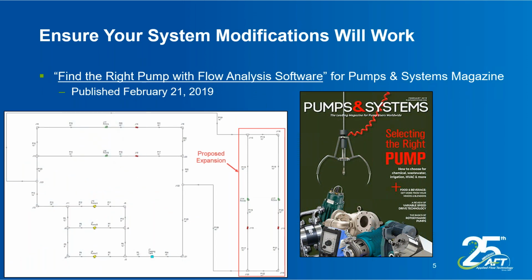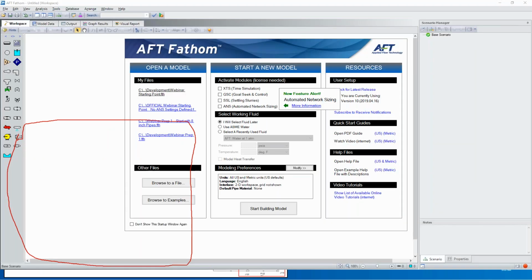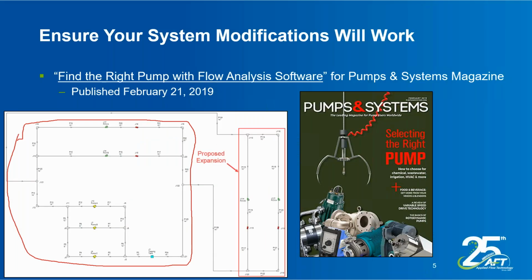So if you are familiar with our software and if you've worked through any of our walkthrough tutorials, this part of the system might be somewhat familiar to you. That is our, it's called our hot water system example. And if you were to go into AFT Fathom and open up the help file, then you'd be able to read about how to build that part of the system from scratch.